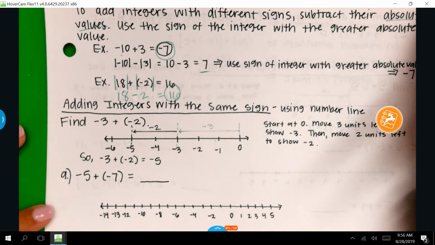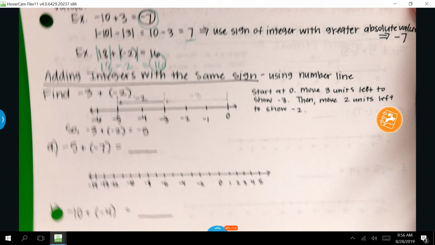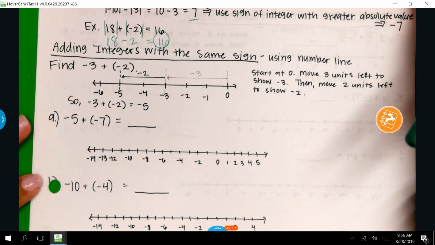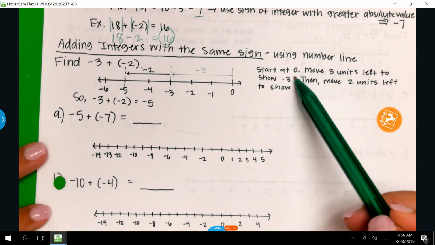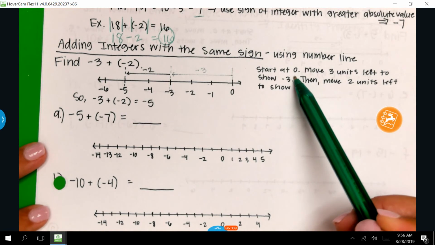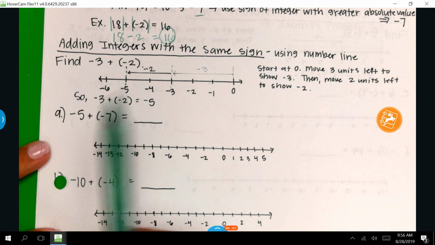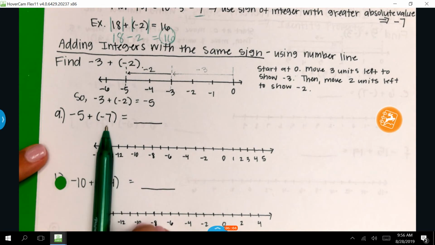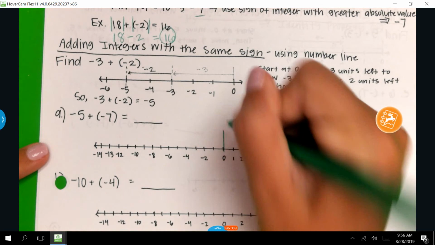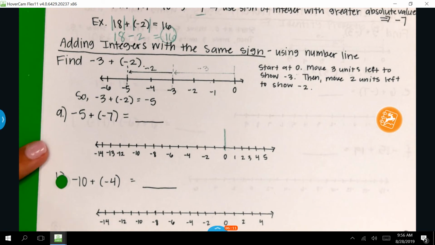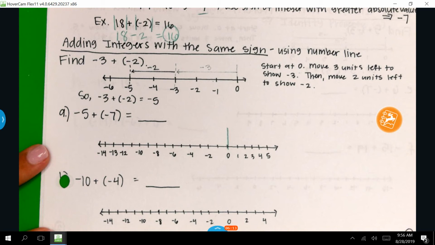We're going to learn how to do it on a number line as well. So, this one is done for us. We're always starting at 0, and then we're going to move in whichever direction they're telling us to move in. Okay? So, let's look at negative 5 plus negative 7. I'm always starting at 0, so I'm going to draw a line at 0. Everybody needs to be doing this on their paper.